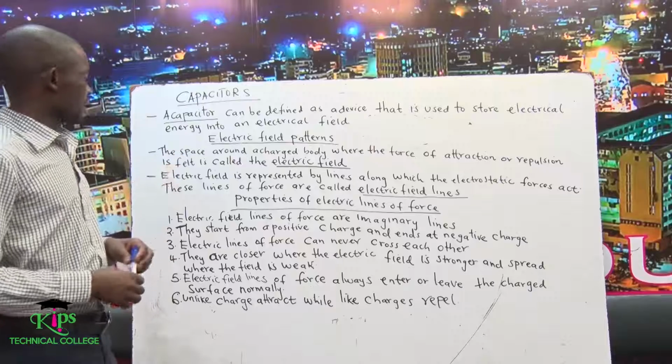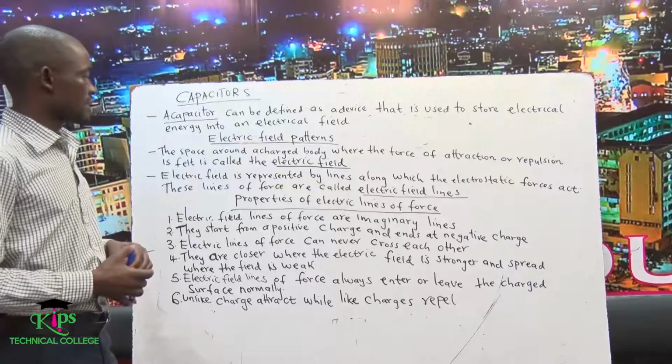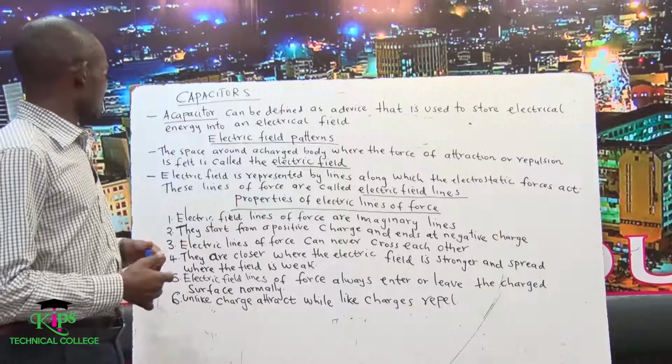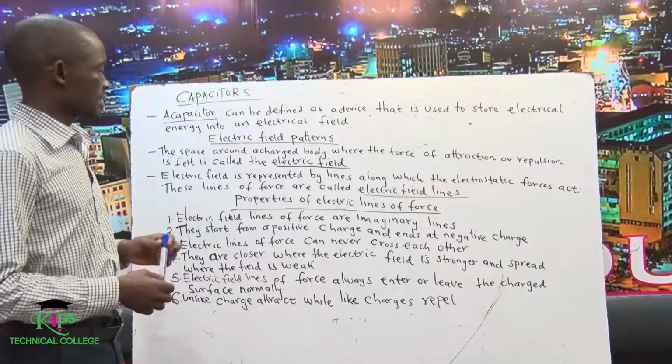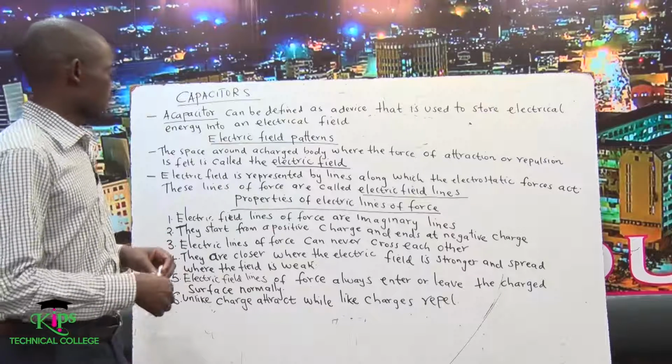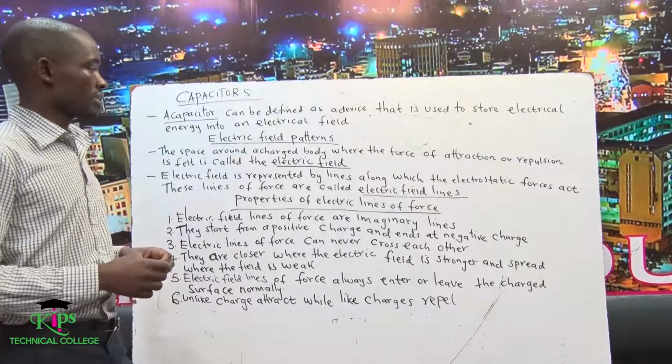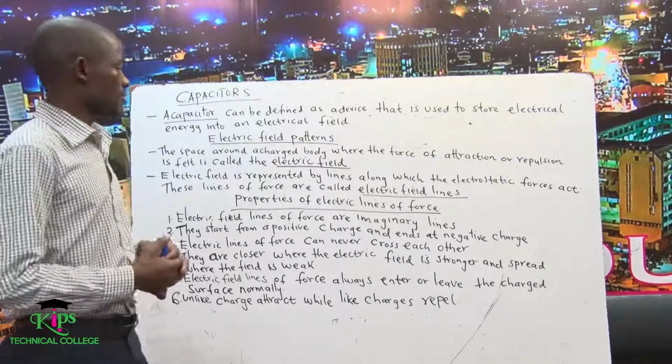The electric field is represented by lines along which the electrostatic force acts. These lines of force are called electric field lines. So we are saying electric field lines are represented by lines along which the electrostatic force of course acts.